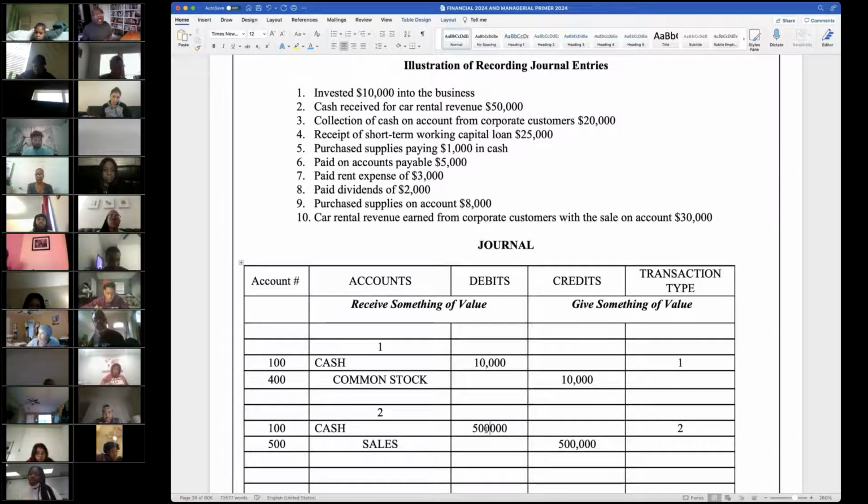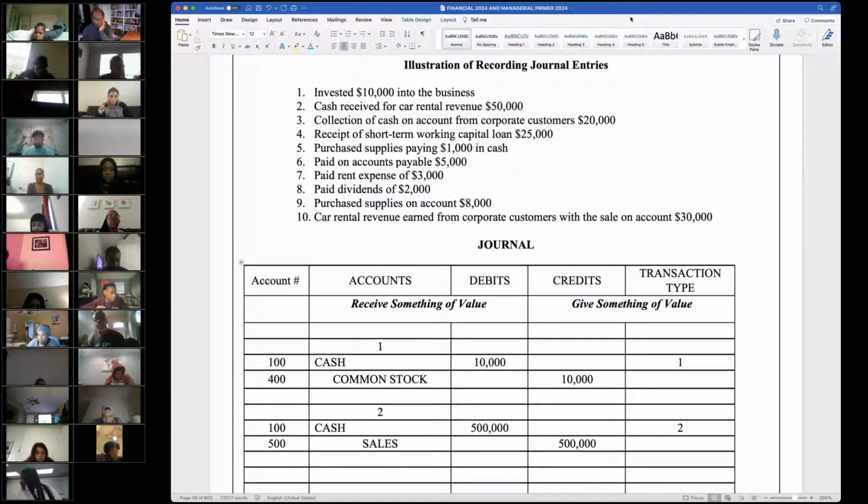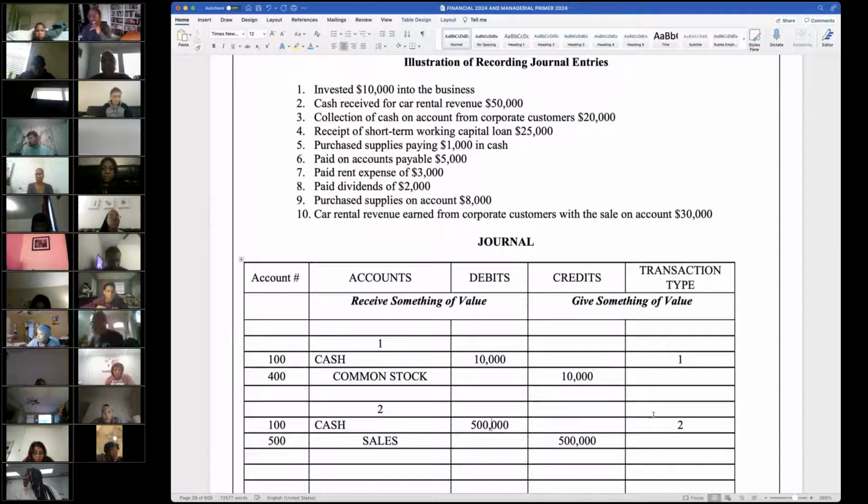Are there any questions about this transaction? So what did the business get? 500. What did it give up? Inventory, service, or whatever, sale. That's the second journal entry. Are there any questions? You have some extra zeros. It says 500,000 instead of 500.